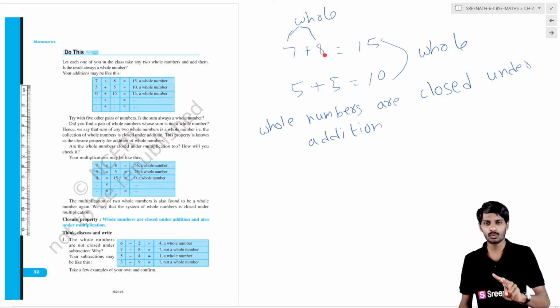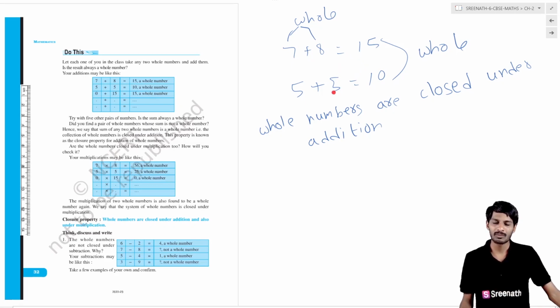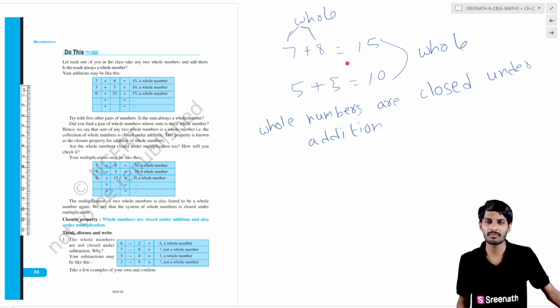There are no two whole numbers that, when added, give a non-whole number. It is highly impossible. There are no such whole numbers. When we add them, we will get nothing other than a whole number. It is highly impossible. If possible, please comment below. Is there any pair of whole numbers where adding them gives a non-whole number? Then please comment below. Okay, that is about the whole numbers being closed under addition.